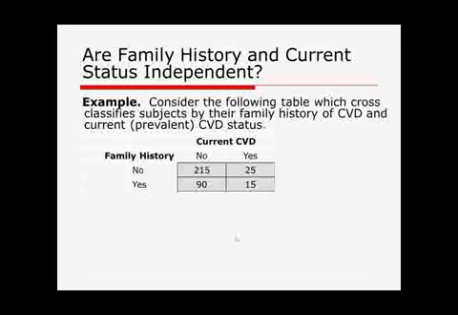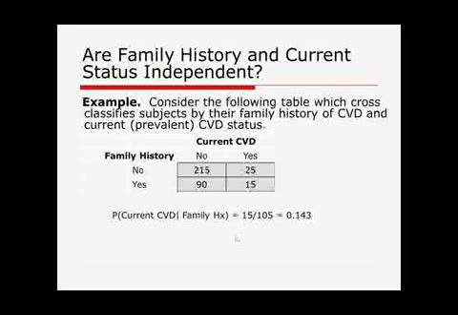Okay, so we know whether they have a family history, yes or no, and then we know whether they themselves have CVD. Now, independence, what I'm asking there is, does your family history affect the likelihood or the probability that you yourself have CVD? Well, to answer this question, we have to do some calculations. So first, I'm going to calculate what's the probability that a person has CVD, him or herself, given that they have family history. That vertical line means given or conditioning on. So what's the probability that someone has current CVD given they have a family history?